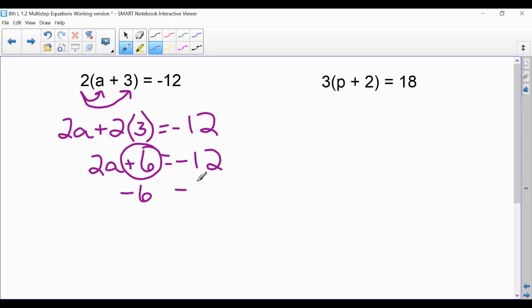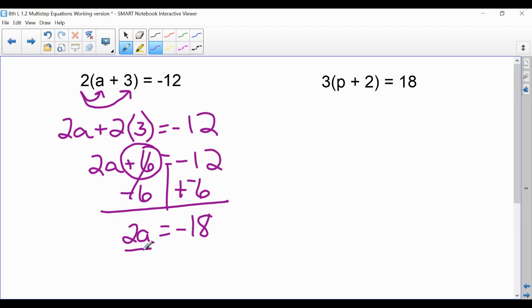We'll do a negative 6 underneath to move it. We're left with 2a on this side. We have negative 12 minus 6, or negative 12 plus negative 6, which is negative 18. A number next to a letter means multiplication, so I'm going to divide both sides by 2 to cancel that out and move it, and we're left with a equals negative 18 divided by 2. The answer to that is negative 9.